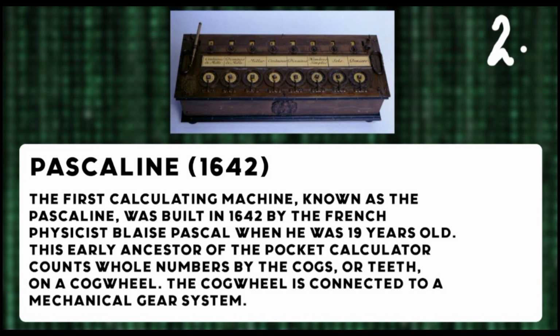This early ancestor of the pocket calculator counts whole numbers by the cogs or teeth in a cog wheel. The cog wheel is connected to a mechanical gear system. You might be wondering what a cog wheel is. It's basically a toothed wheel that is turned by hand. You have to use it manually. It was used to add and subtract numbers, just like the abacus.